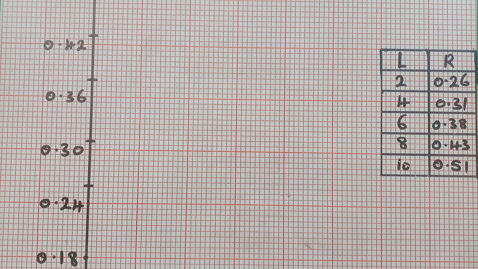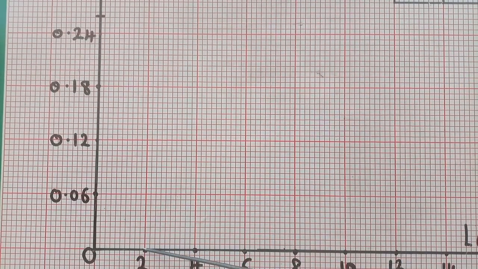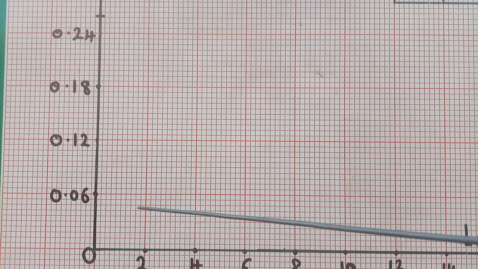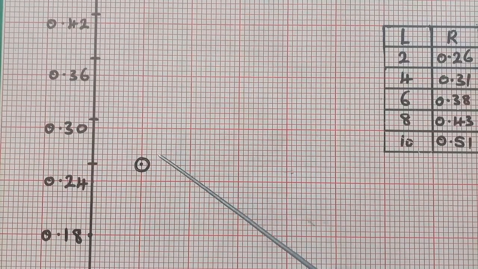Let's see. 2 for L and 0.26 for R. Let us see where they meet. 2 will go up vertically and 0.26 will come out horizontally. They meet somewhere here. Let us mark the place where they meet, and that is their spatial point of intersection. This is their spatial point of intersection.